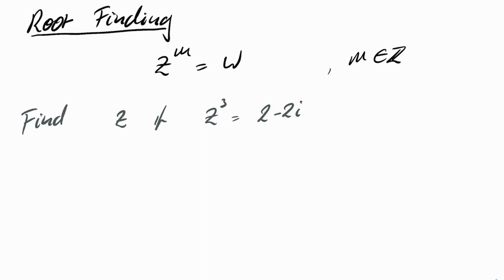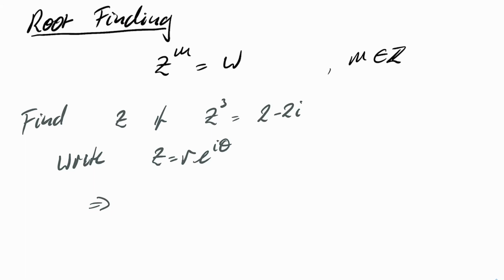So let's try and find the cube root of 2 minus 2i. Now, rather than writing 2 minus 2i to the 1/3, I'm going to write this as: find the solutions of the equation z cubed equals 2 minus 2i, solving a polynomial in z if you like. Then if I let z equal r e to the i theta, raising it to the power 3 gives me r cubed e to the 3i theta.